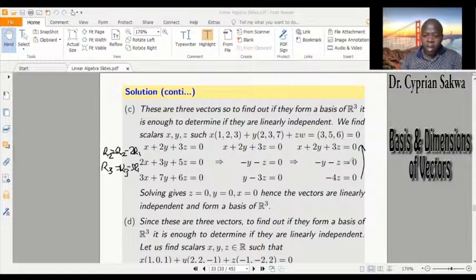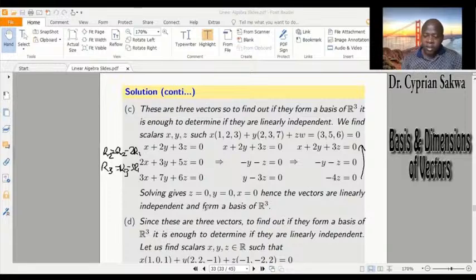That will mean that y will also be 0. Move to the first equation. Put 0 for y and 0 for z. It will mean that x will be 0. So that means that our scalars are all 0. Z is 0, Y is 0, and X is 0. And therefore, it means that the three vectors there are linearly independent.